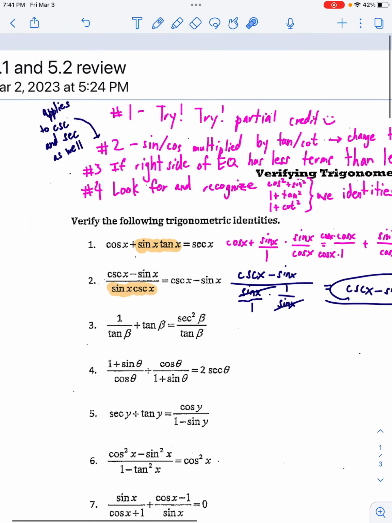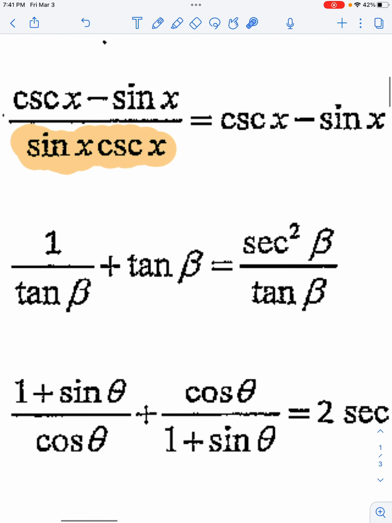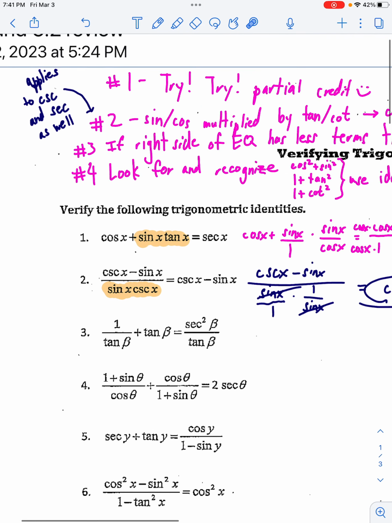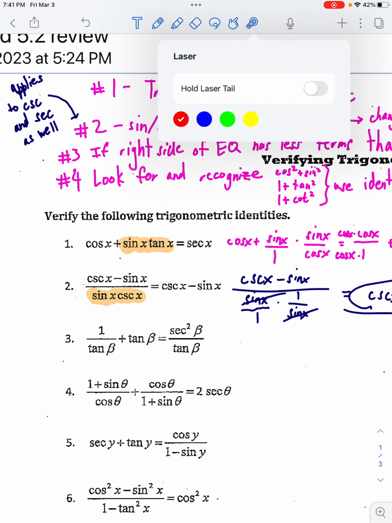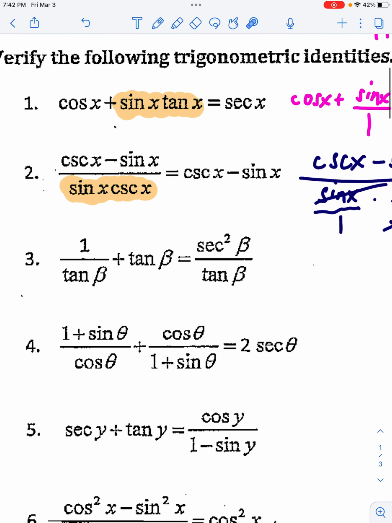All right, let's do number 3. Let's look at my list here. Which little trick do I use for number 3? Let's think about this. The right side of my equation here has 1 term. The left side of my equation has 2 terms. So I'm going to need to combine these two.